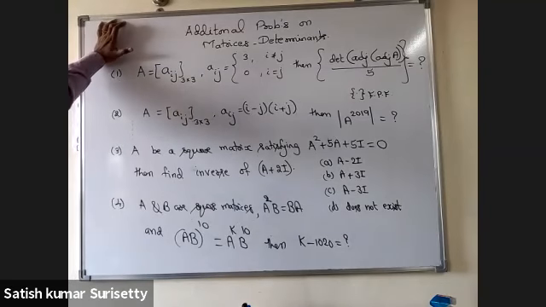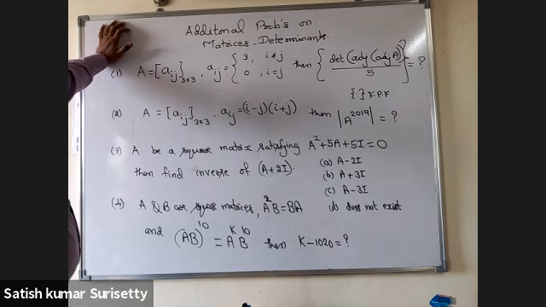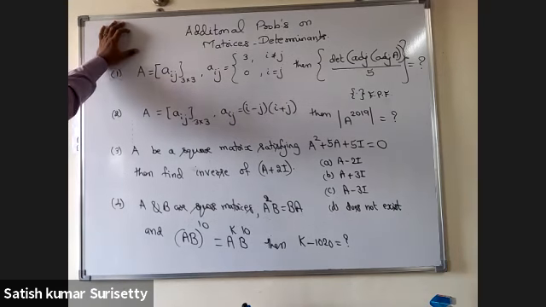So A is a square matrix of order 3 by 3. A equal to Aij, where Aij is defined as 3 for i not equal to j and 0 for i equal to j. Then you have to calculate the fractional part of determinant of adjoint of A upon 5.